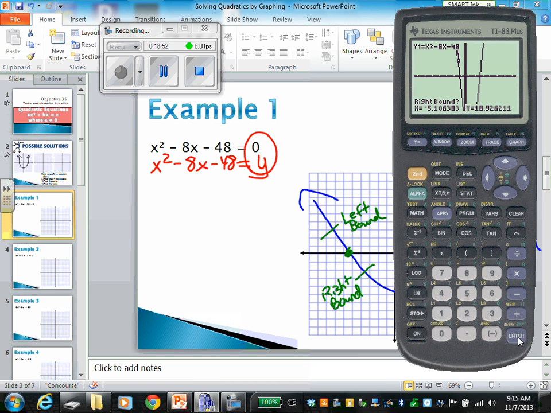Then it's going to tell you to go right bound. So we need to travel to the right and go below the point. Just a little bit. And we're going to press enter. And then it's going to tell us to take a guess, and we're going to say, sure, why not? And it's going to tell you that our x is -4, and the y is 0.